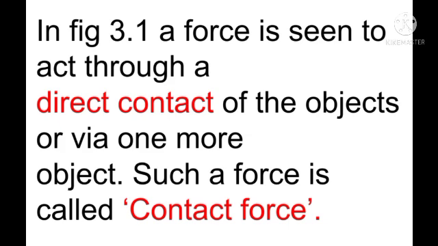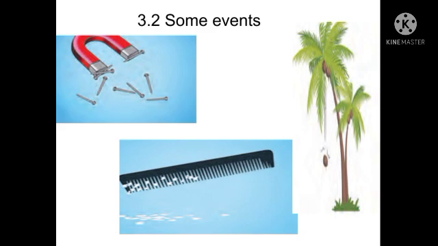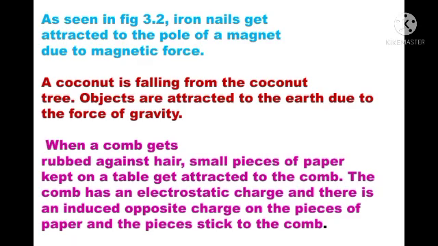Now, moving further, let's see what non-contact force is. Let's see figure 3.2. Here are some events. In the first picture, we can see a magnet attracting the nails towards it. In the second picture, the comb is attracting small pieces of paper. And in the third figure, we can observe that a coconut is falling from a tree. So, what are these things trying to tell us, children?